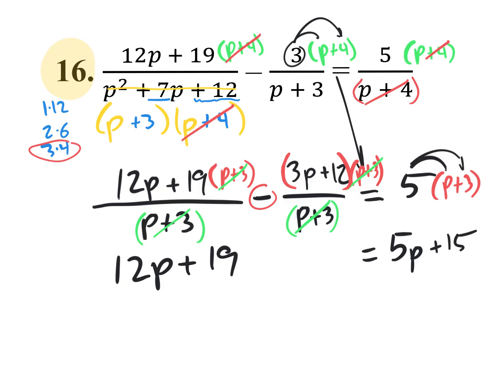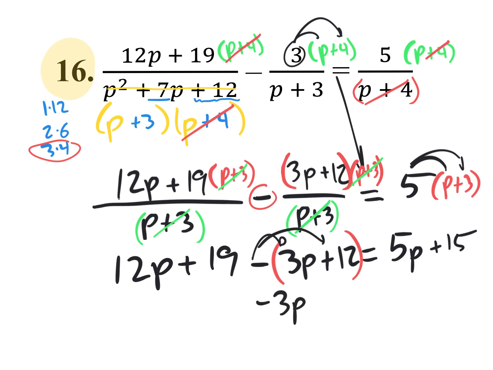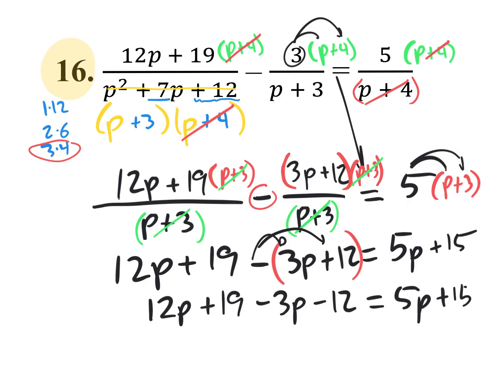So if you don't put it in parentheses, you're going to make the mistake of writing it like this, negative 3p plus 12, and then you keep going, and that would be wrong because you need the parentheses around what was up here. That way you don't forget to distribute that minus sign. So distributing the minus sign, that's a negative 3p. That's a negative 12. Bring down the positive 12p, the plus 19. Bring down the equal sign, the 5p plus 15.